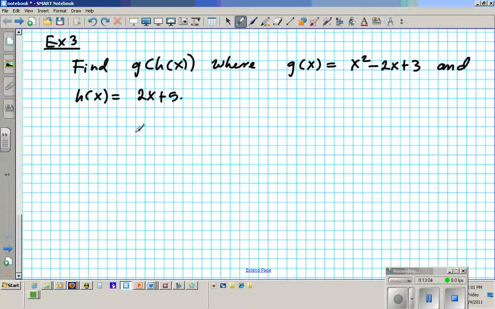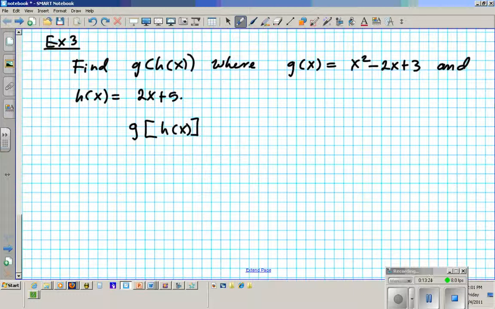How do we do this? G of h of x means you compose a parent function with an input or baby function. So what does g of h of x mean? It means that the parent is g, which is this, and the input is h, which is 2x plus 5. So this will get plugged into those two spaces there, okay?